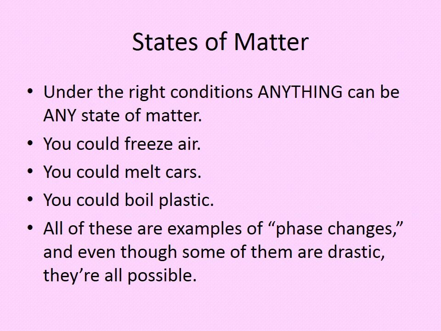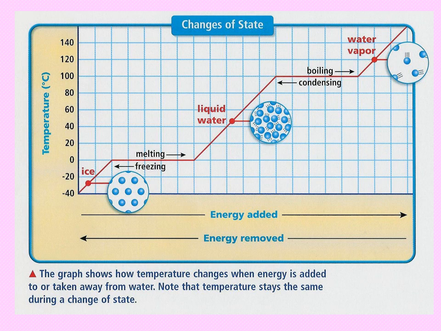These are all called phase changes, which are types of physical changes. They don't actually change the chemical makeup of the substance in any way. Water, whether it's solid ice, liquid water, or steam, is still the chemical H2O. That does not change. So a phase change only changes the physical phase itself. And even though some of them are drastic, they're all possible under the right conditions.